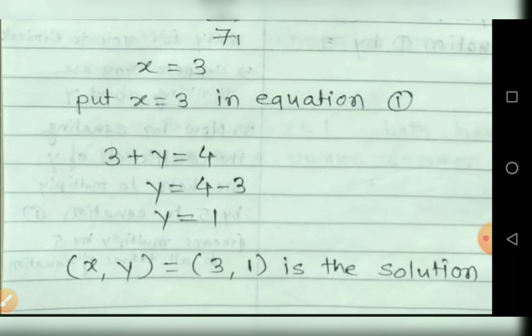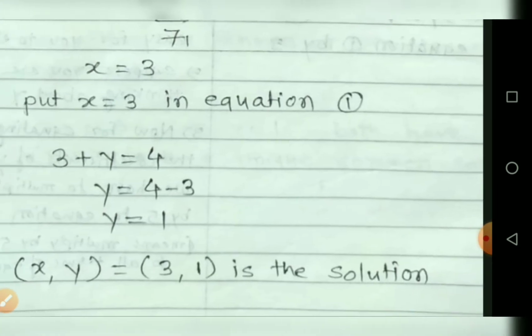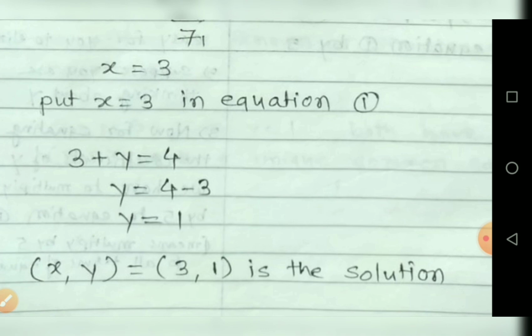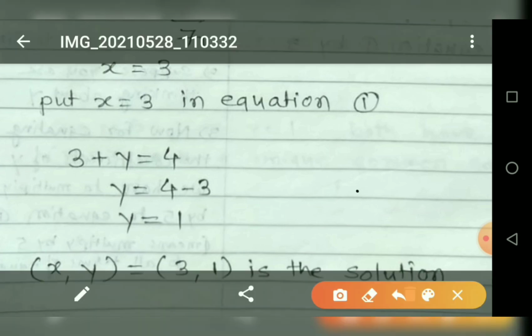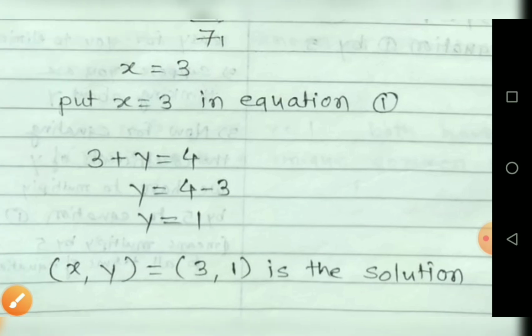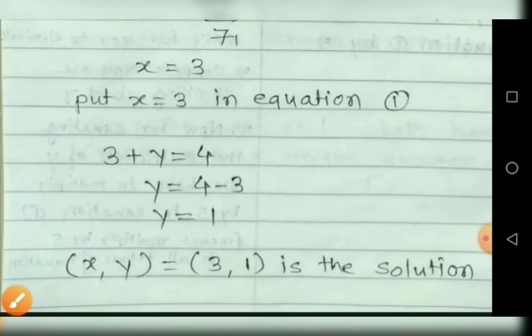First of all, write down the value of (x, y) in brackets equal to (3, 1). The value of x is 3 and the value of y is 1. (3, 1) is the solution. In this way, we have to solve simultaneous equations. This value (3, 1) satisfies both equations. If this value satisfies both equations, that means your answer is correct.